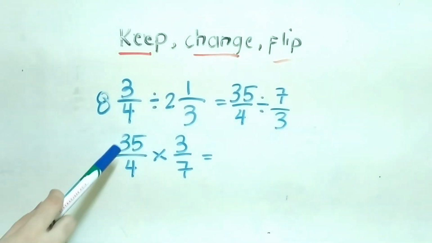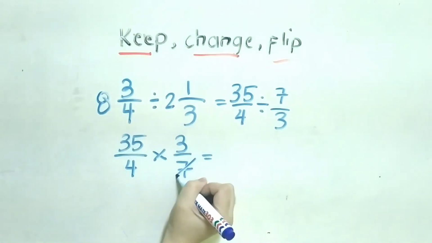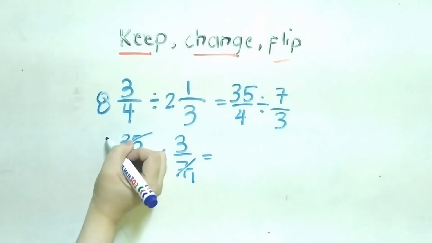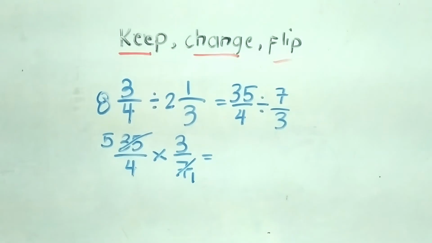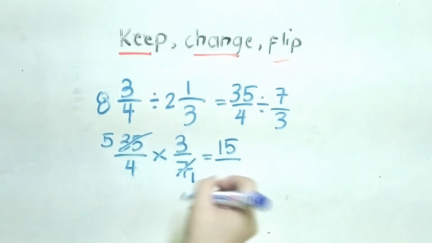Now, pansinin natin ang ating given. Meron bang, ang 35 at 7, meron ba silang common factor? Yes. Yun ang 7. So, 7 divided by 7 is equal to 1. 35 divided by 7 is 5. Now, ang 4 at 3 naman. Meron ba silang common factor? Definitely, wala. So, gagamitin natin ang multiplication. 5 times 3 is 15. And then, 4 times 1 is 4.